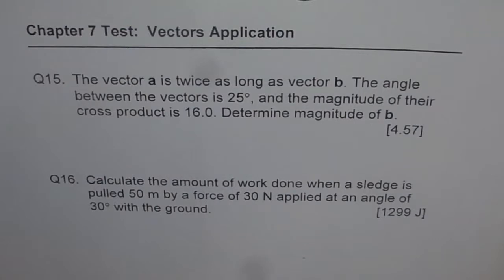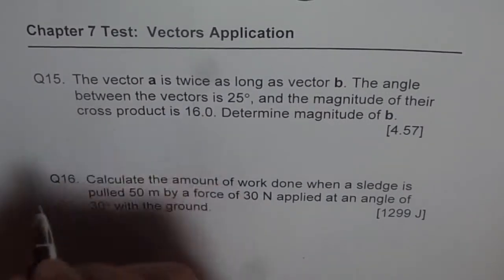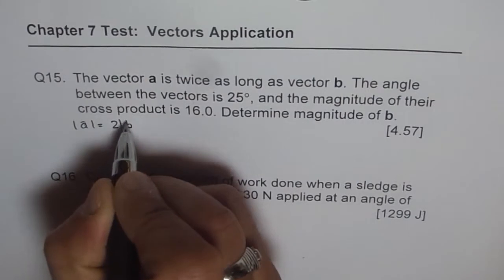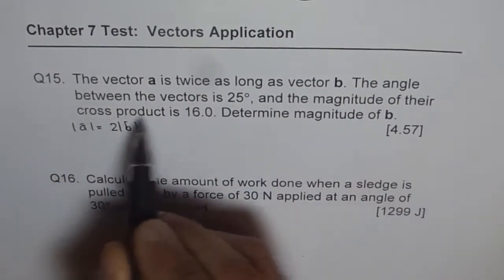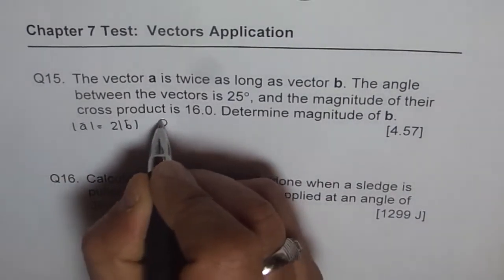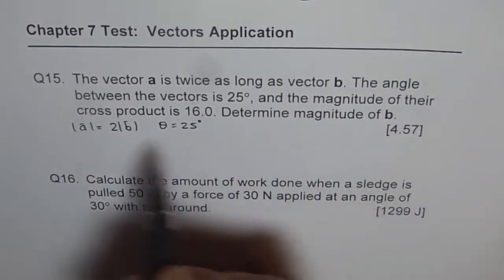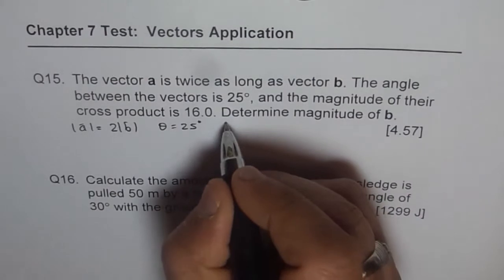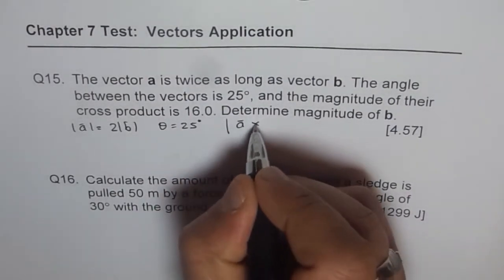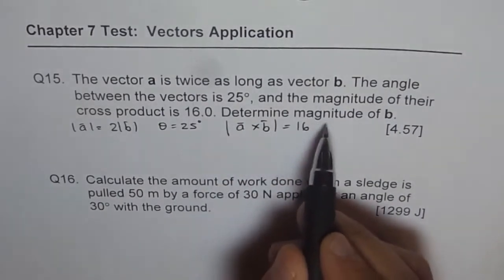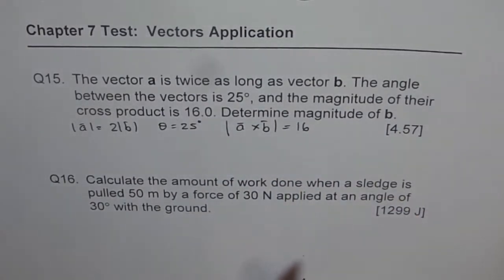Question 15. The vector A is twice as long as vector B, so we can say vector A equals 2 times vector B. The angle between the vectors is 25, so let's say theta equals 25 degrees. And the magnitude of their cross product is 16, that means magnitude of A cross B equals 16. Determine the magnitude of B. So that is the question here.